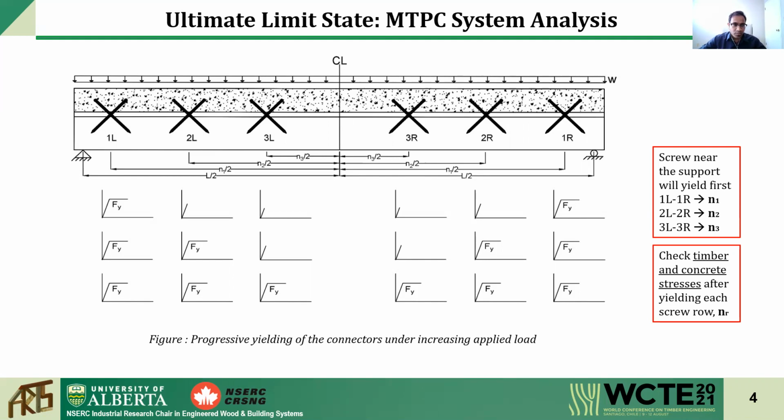Once the screw near the support yields first, the load will be distributed into the second and third screws. In this way, as the load is increased on the composite, the second connector will yield and the load will be distributed to the third one. Similarly, they will yield successively.